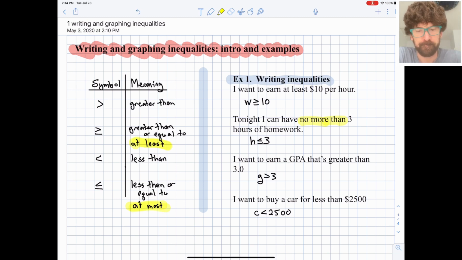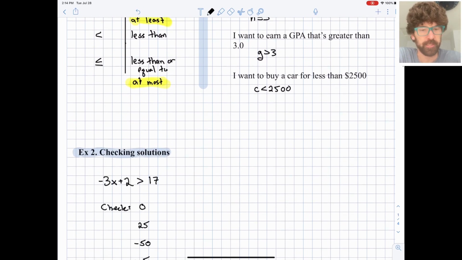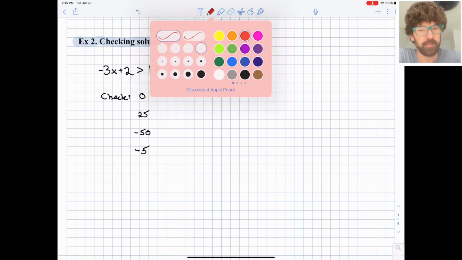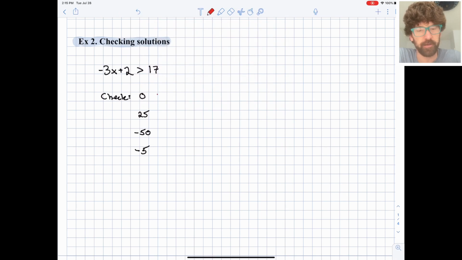Okay. Let's do a couple more examples. One thing that you can end up doing is you can check a solution and see if this solution creates a valid inequality. And like I said before, there are often many, many solutions that will work. So negative 3x plus 2 is greater than 17. Let's plug in a 0. Negative 3 times 0 is 0, plus 2 is not greater than 17. 2 is not greater than 17, so that does not work.